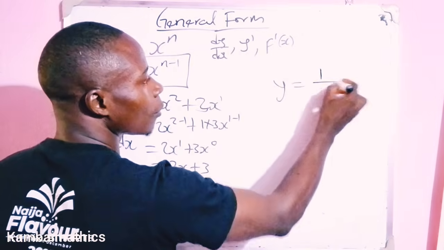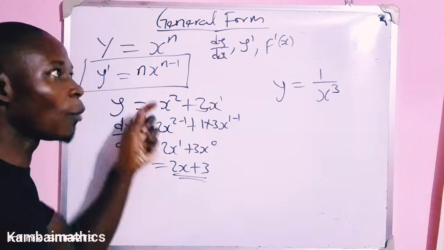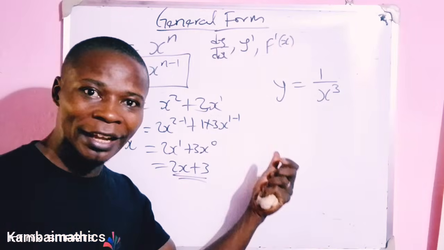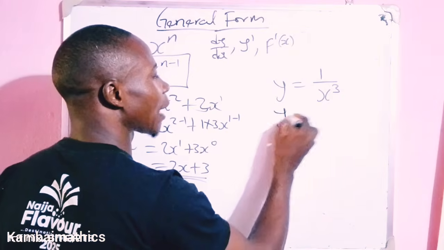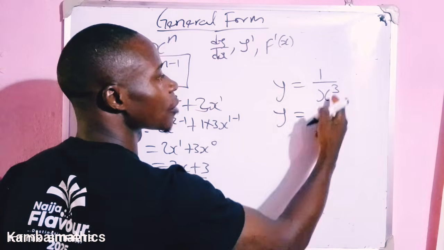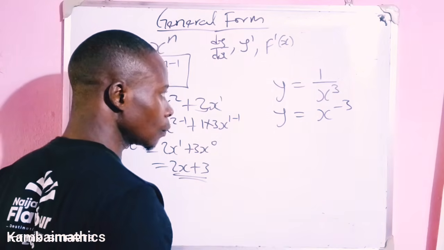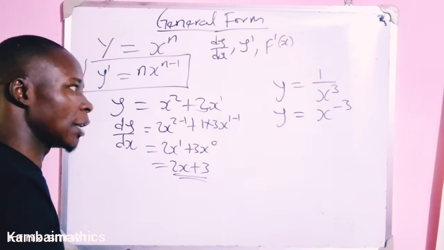The other example, y is equal to 1 all over x raised to the power of 3, the one we just finished using first principle. So let's solve this one here. Since this is an exponential form, I can express it as x raised to the power of minus 3. So since this is the same thing as x raised to the power of minus 3, let's see.